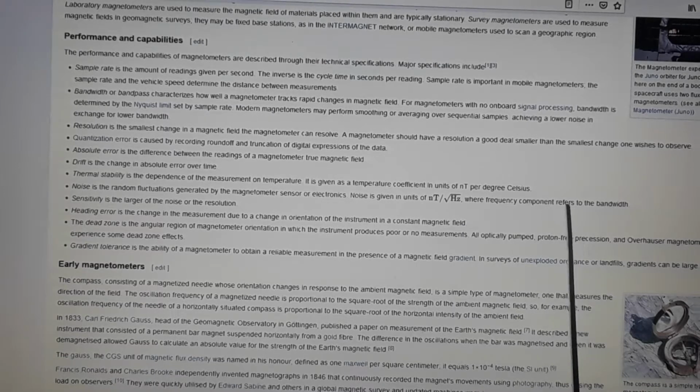Thermal stability is the dependence of the measurement on temperature. It is given as a temperature coefficient in units of nanotesla per degree Celsius. Noise is the random fluctuations generated by the magnetometer sensor or electronics. Noise is given in units of nanotesla over the square root of hertz, where the frequency component refers to the bandwidth. All right, so the frequency component is here, hertz, the square root of a hertz.